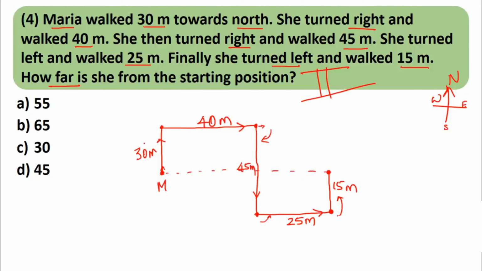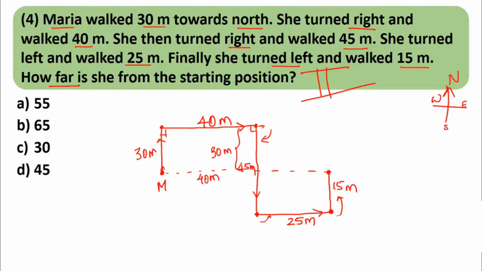These 2 points. Now, if you see carefully, this is 30 meters. Then again, this is a 90-degree angle. So she goes 40 meters over here. Again, a 90-degree angle. She comes 45 meters down. So this would be nothing but 30 meters. This will be a rectangle. This will be 40 meters. Correct? This is 30, this is 30, this is 40.